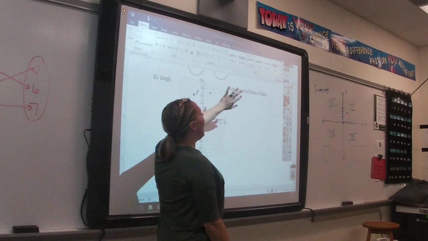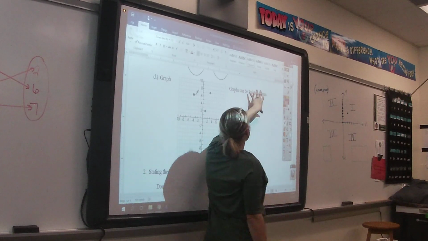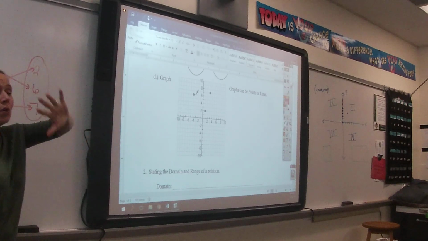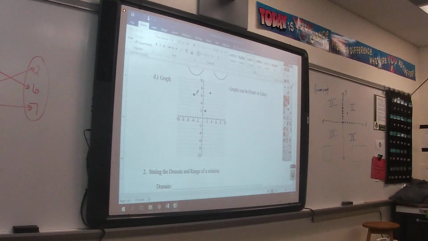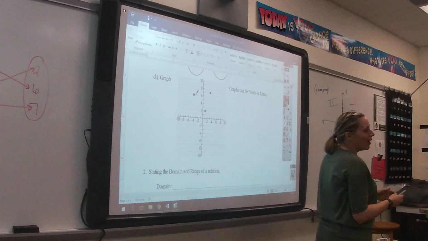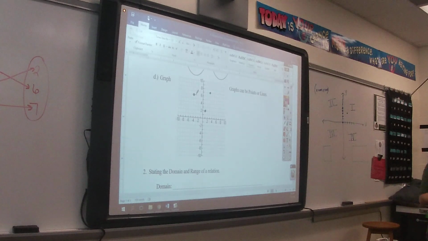Okay, so while these graphs can be points or lines or circles or all different types of things, we do not want to graph anything that is not given to us. So do not connect the dots unless you are told to, and we will talk about how we know we're told to do that later in the unit. Okay? Questions over those 4 representations?